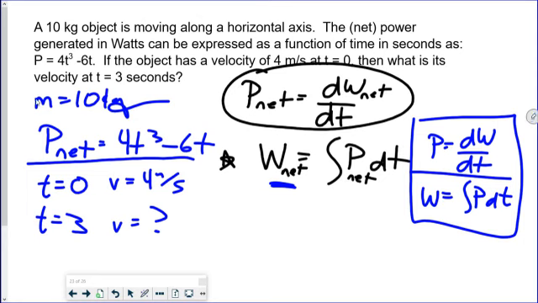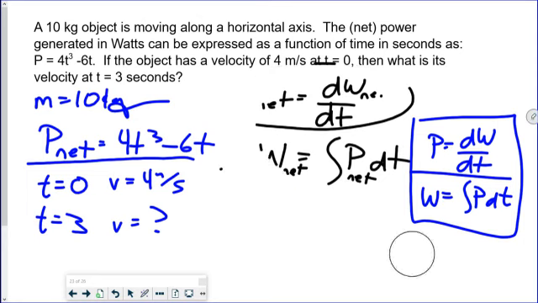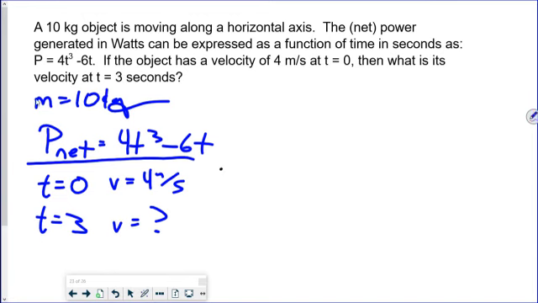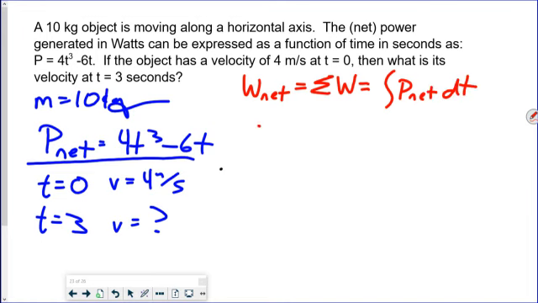Let me clean up my board a little bit. Let's rewrite all this stuff. So I know that my net work, I think in the last video I used this notation for net work, so those are the same thing. That's the integral of our net power with respect to time. I probably want to integrate from 0 to 3 seconds, so the integral from 0 to 3 of 4t cubed minus 6t dt.